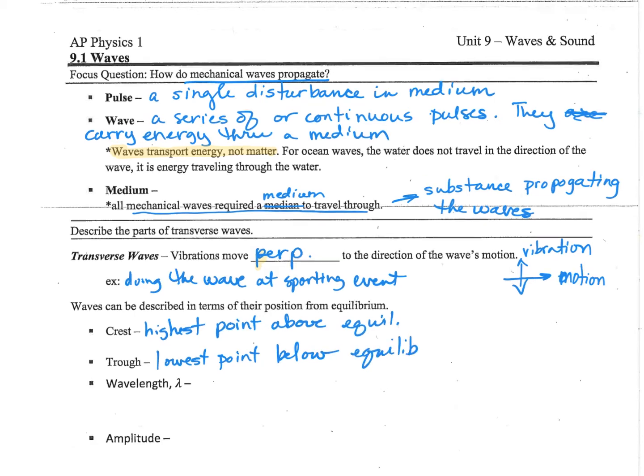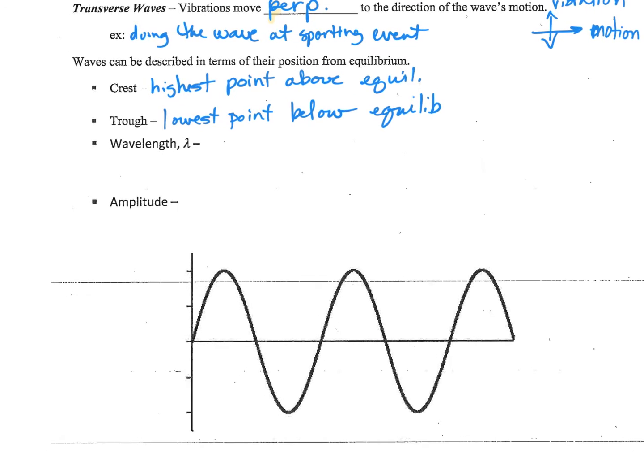Okay, what is the wavelength? One complete wave has one crest and one trough. So there's a crest, here's the trough. So the wavelength is literally going to be from here to here. So wavelength is there. That is the length of one complete wave.